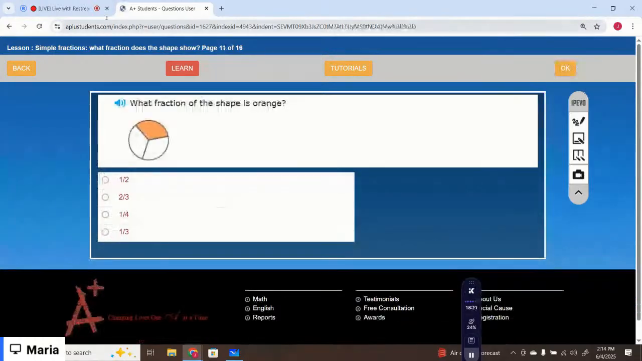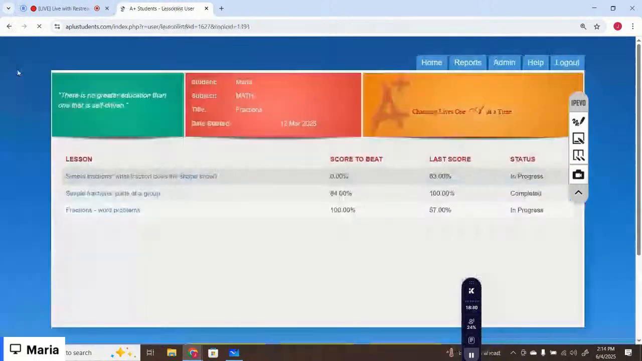Okay, you can complete the lesson by yourself every day. Let me just move you to the next lesson. The next lesson is simple fractions, parts of a group.